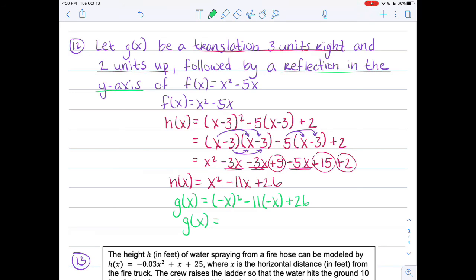If I take negative x and square it, it's just a plain old x squared. Two negatives make a positive. Negative 11 times negative x gives me a positive 11x and then plus 26.